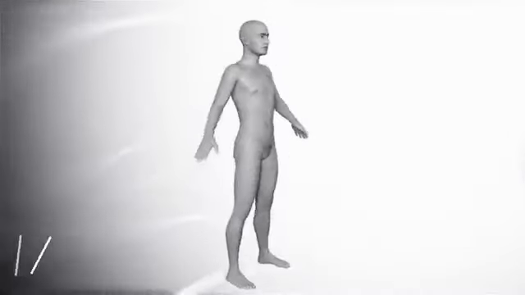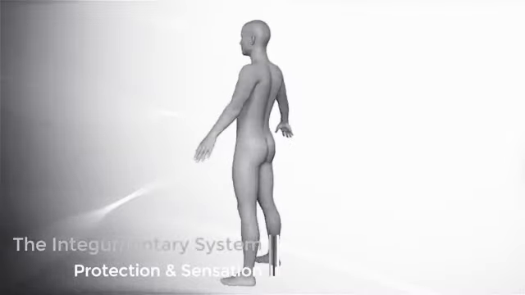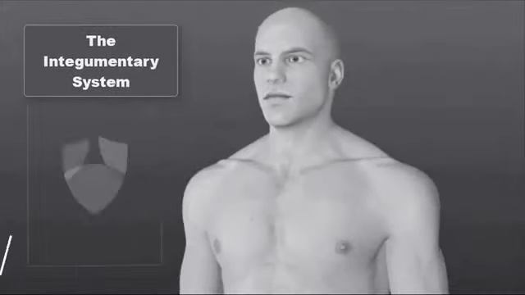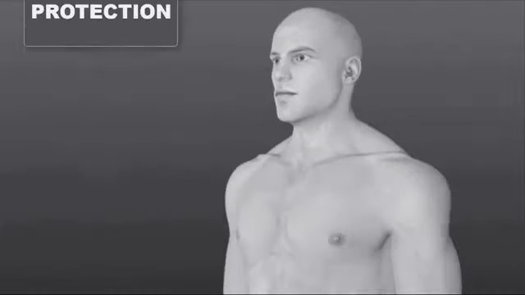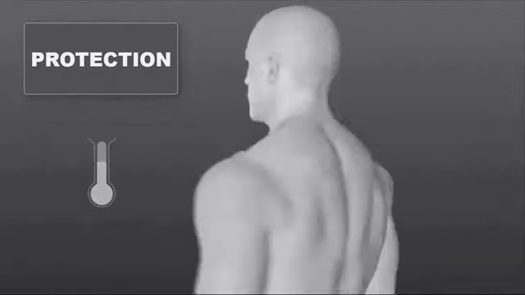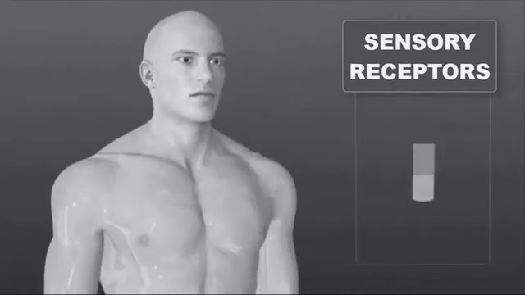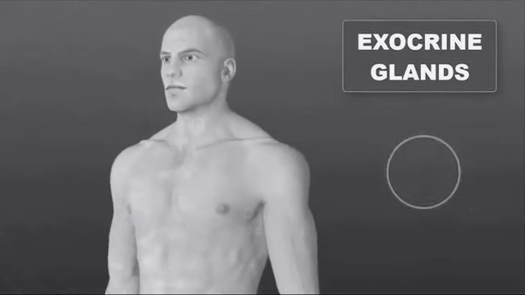The integumentary system includes the skin, hair, nails, and exocrine glands. The integumentary system forms the external body covering and protects deeper tissues from injury. It houses important touch, pain, and temperature receptors, along with sweat glands and oil glands.